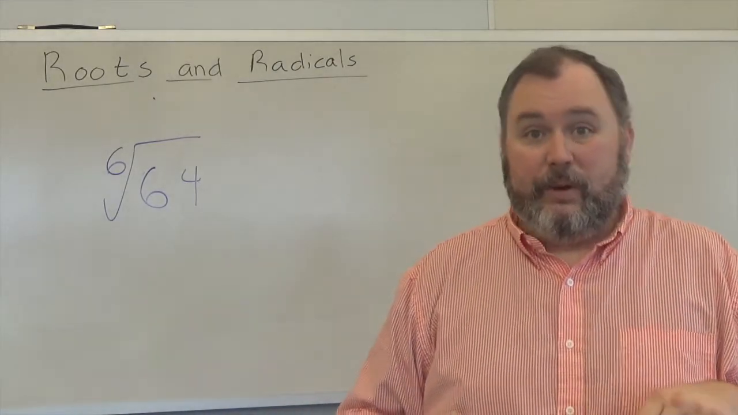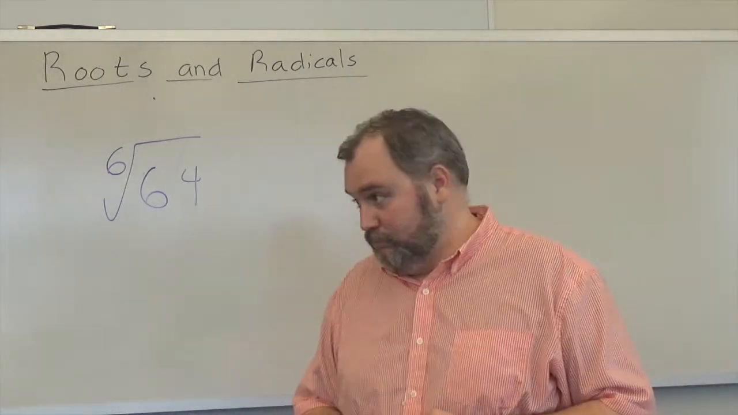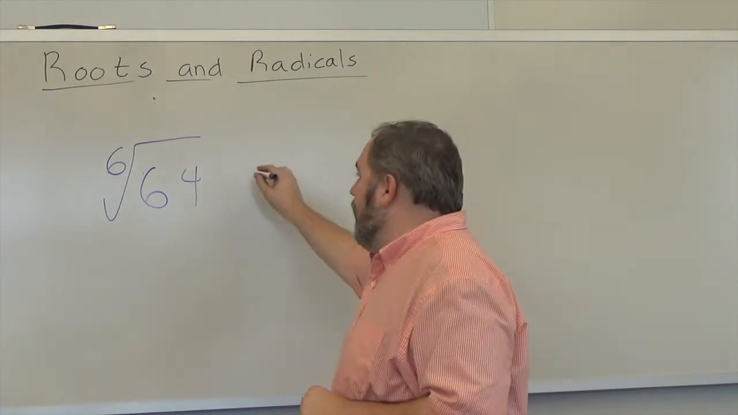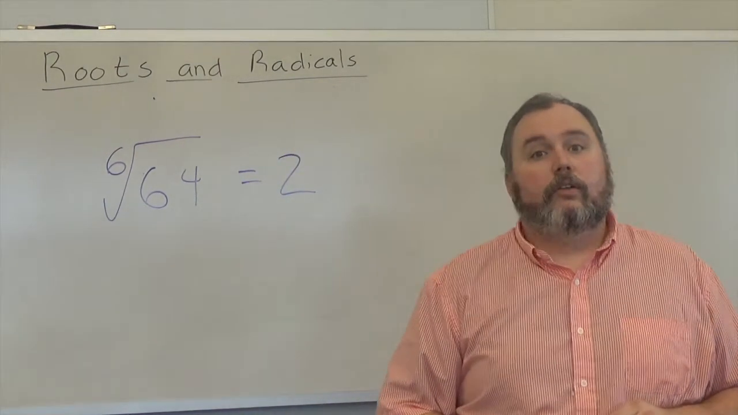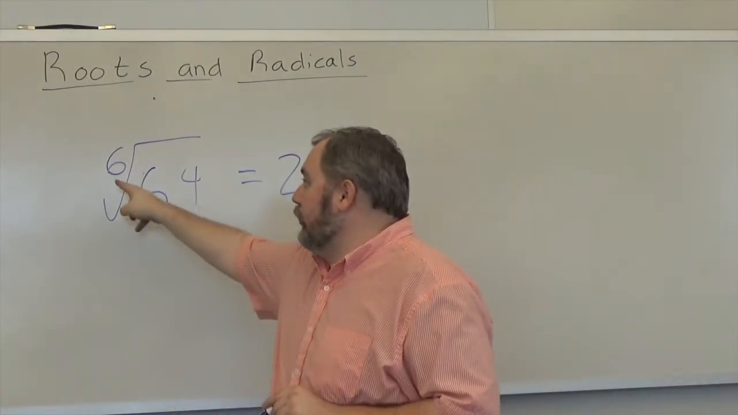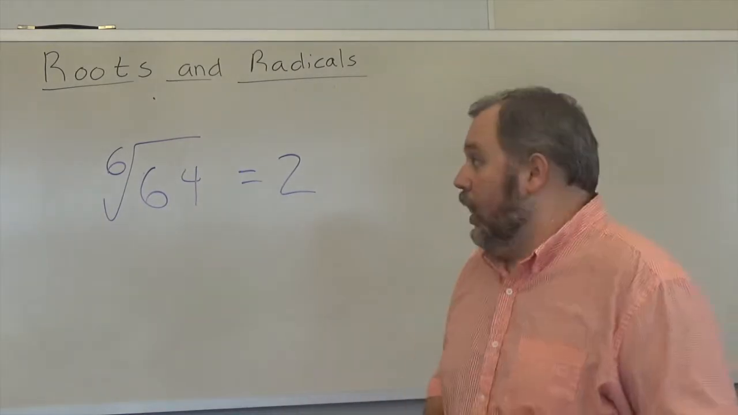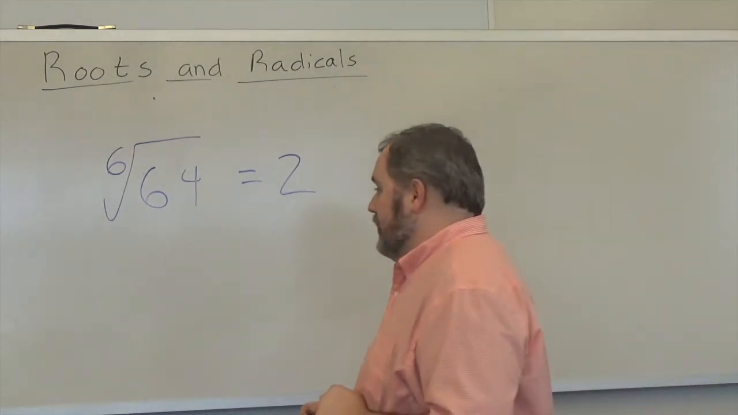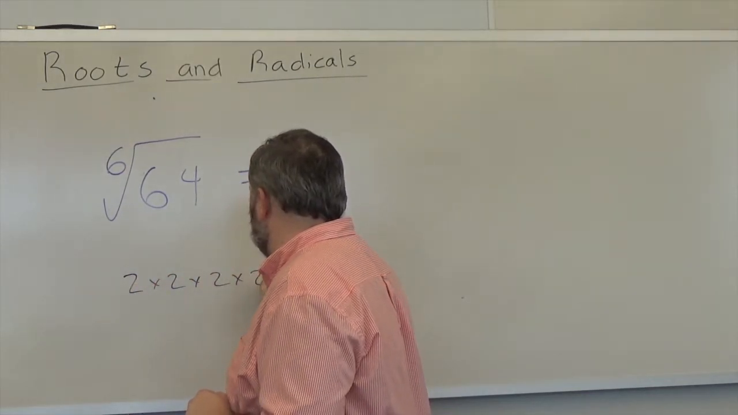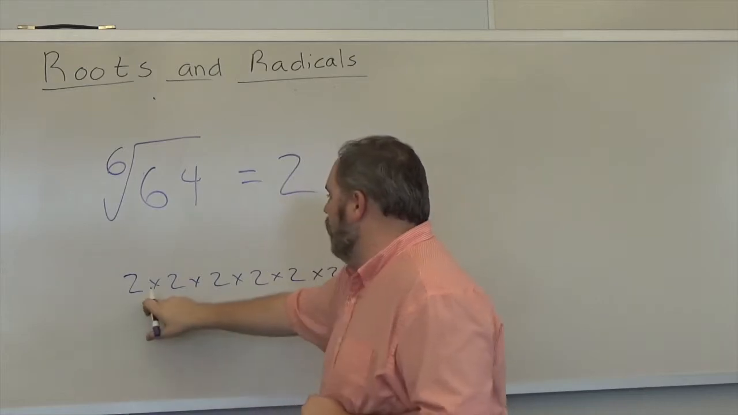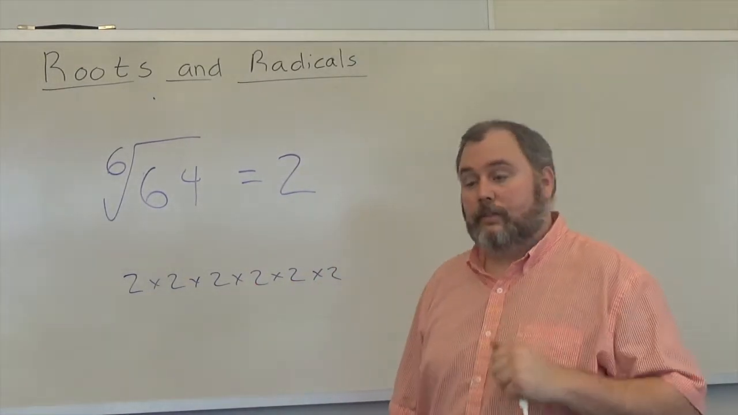Why do guess and check when we have the tools that we can do it? So if we were to plug this into the calculator, what we would end up finding is that the answer would be 2. All right? So we found out that the 6th root of 64 is 2. What does that mean? What it's telling us is this. If I take 2 and multiply it by itself 6 times, 1, 2, 3, 4, 5, 6, I'm going to get 64. So let's find out.